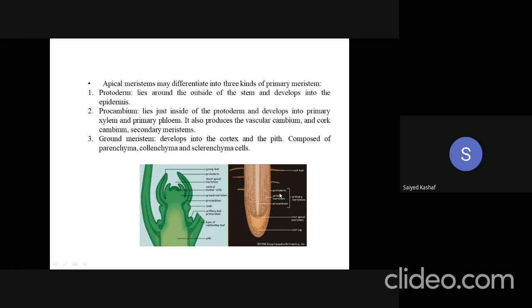Primary meristem: protoderm, ground meristem, procambium. The ground meristem develops into the cortex and the central part of the plant, that is the pith. And they are composed of simple permanent tissues, which are parenchyma, collenchyma, and sclerenchyma. So we will discuss this later.